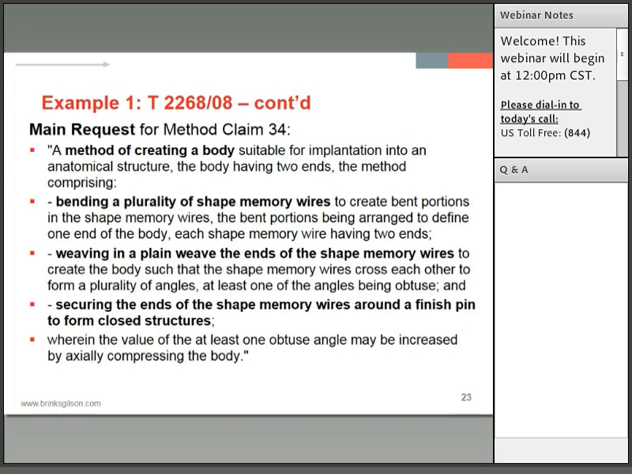So it deals with a method of creating a body, and I've only bolded the important parts, so suitable for implantation, so something like a stent, then bending a plurality of shape memory wires to create bent portions, and then weaving them in a plane weave, which creates the mesh, and then securing the ends to the finished pin, wherein the value of the at least one obtuse angle may be increased and so on.